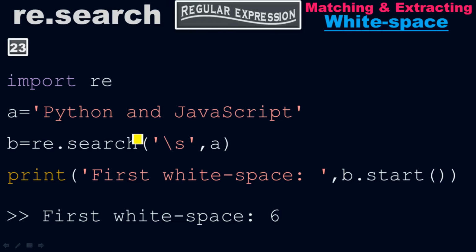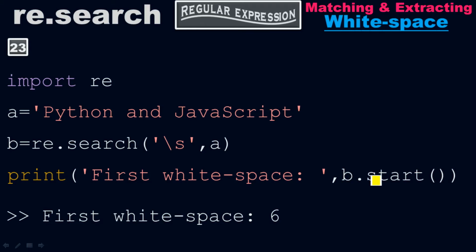Now don't forget, this time I'm using search, regular expression dot search, not regular expression dot find all. This time I'm using the search. So print of first white space, colon, and then with a space before the last quote. If you put a space here, you will get a space. Whatever you write inside the quotes will be printed. So first white space, and then this is the formula, comma b dot start.